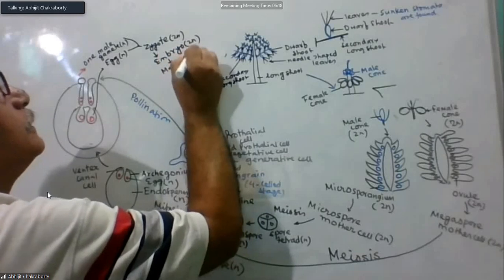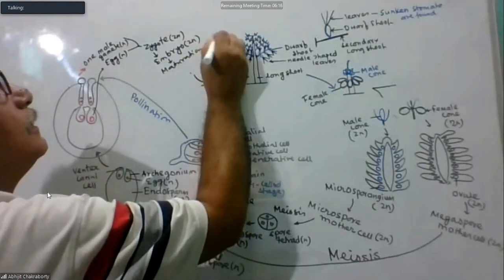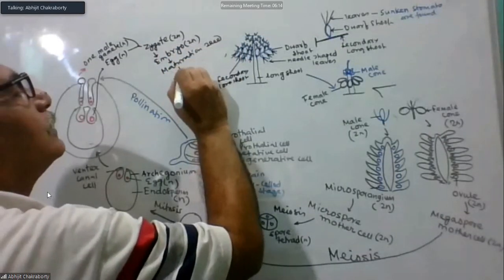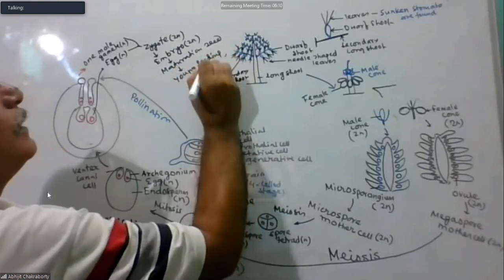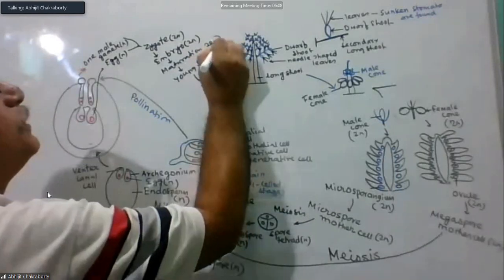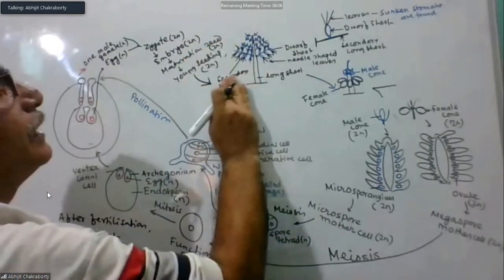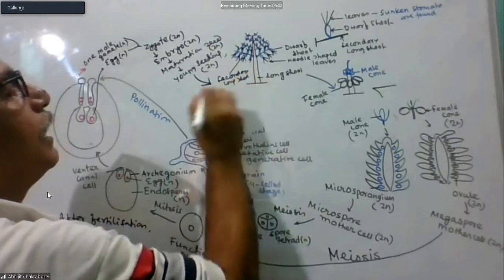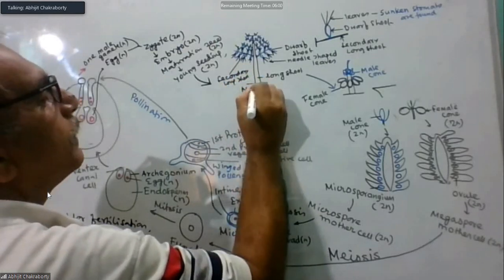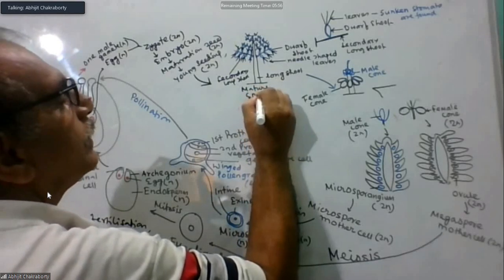Maturation of seed, then seedling, young seedling. 2N, seed also place it 2N, and secondary shoot should be there. Ultimately, the mature sporophytic plant.